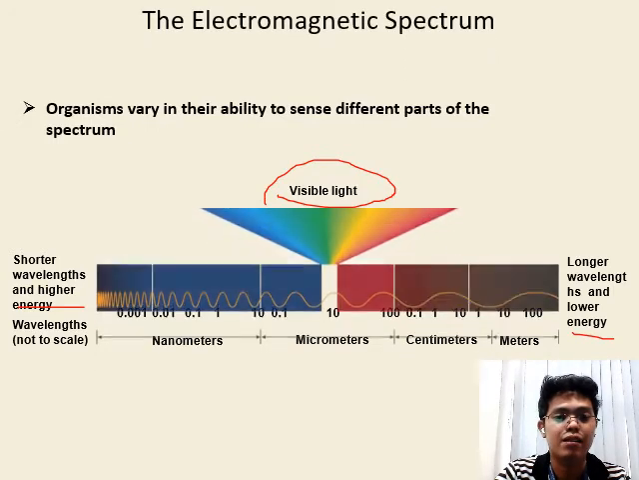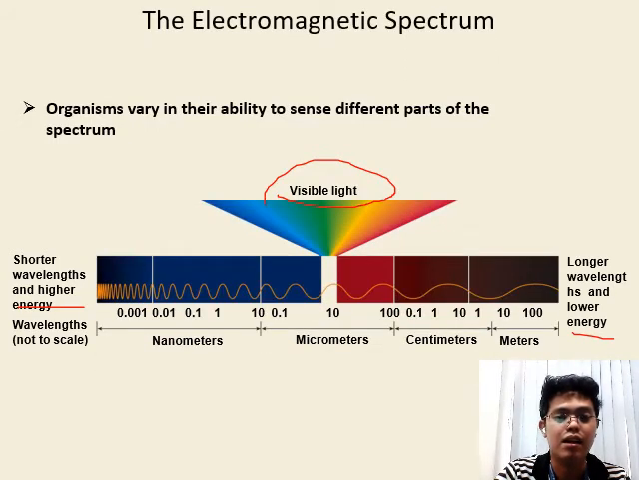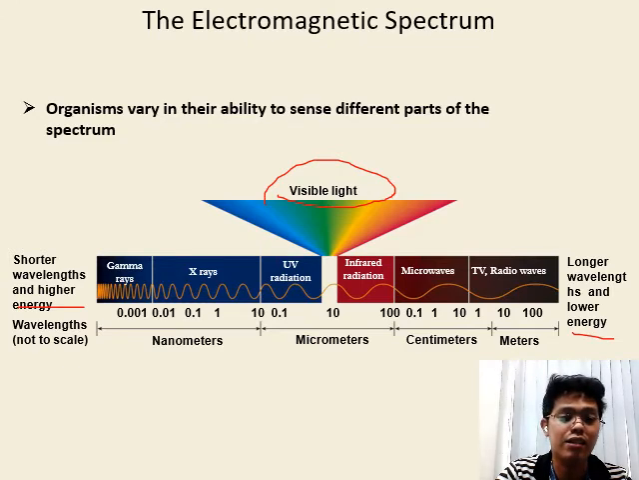So these are some of the electromagnetic spectrum energies that are present in electromagnetic radiation. We have gamma rays, so they have shorter wavelengths, so they have higher energy potential. We have X-rays, then we have radiation, and then the visible light. This part is the visible light. Then we have infrared radiation, microwaves, and TV and radio waves. So the one that is quite visible to us is the visible light, this one.